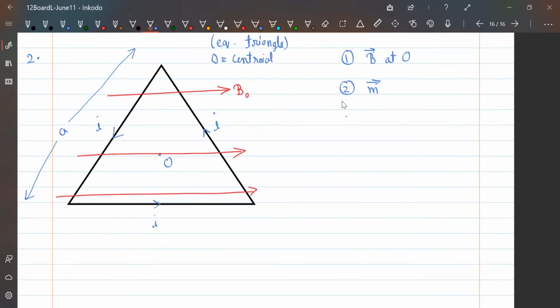So you have to find the torque on this, then find the potential energy of this magnetic dipole due to the magnetic field, of course. This side is a. Each side is a.